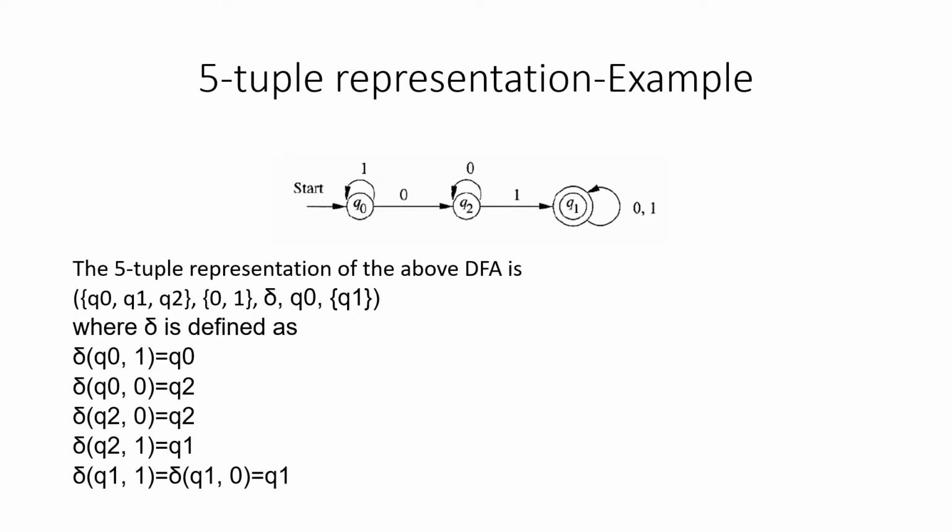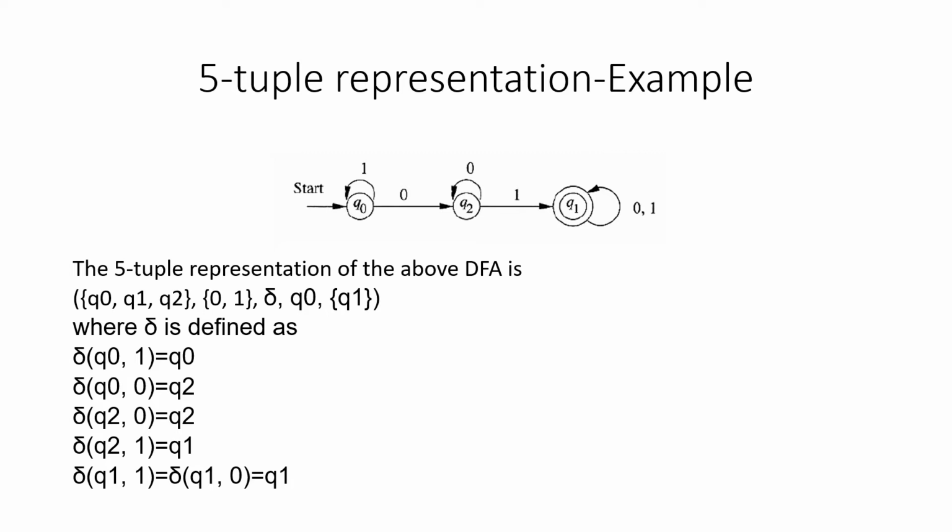So we'll take this finite automaton, a DFA, as an example. The 5 tuple representation according to the formal definition is given below. How many states are here? In this example we have 3 states, namely Q0, Q2, Q1. The first parameter is Q, which is the set of states. It represents the set of all states present in this automaton.